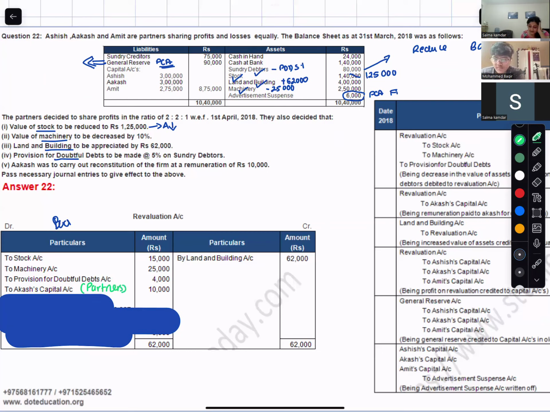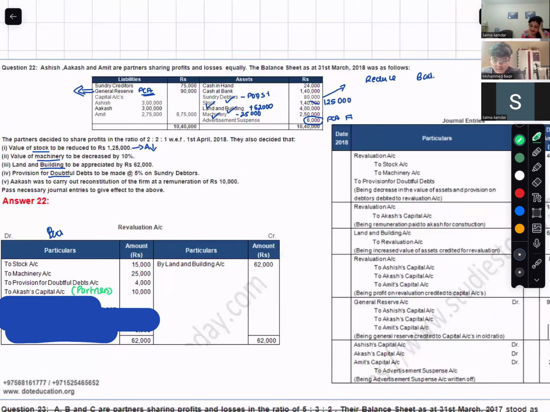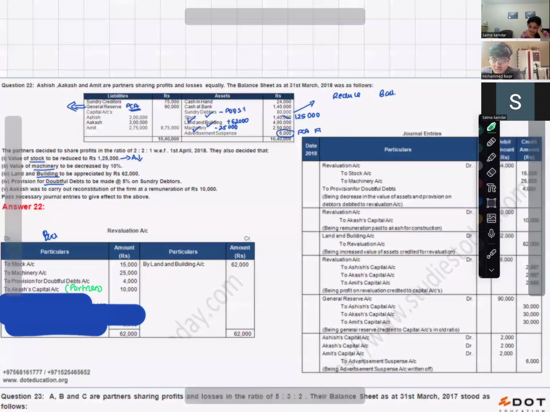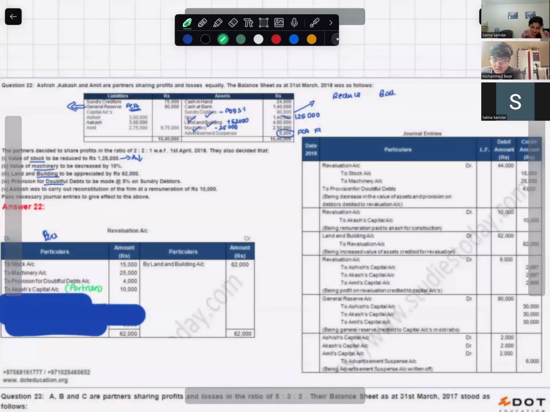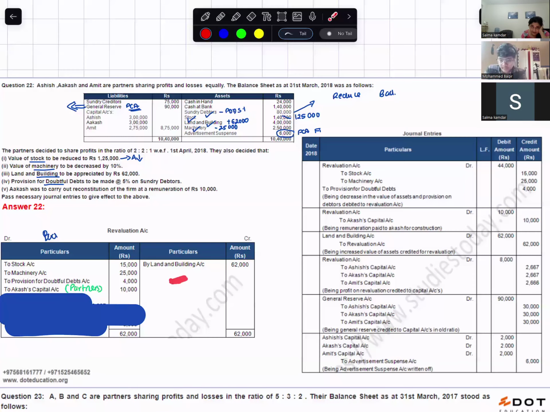So the revaluation is done. Let's see the journal entries for the revaluation. What will be the journal entry for revaluation? First, this side we will do. Revaluation is credited and land and building is debited. This is the journal entry.